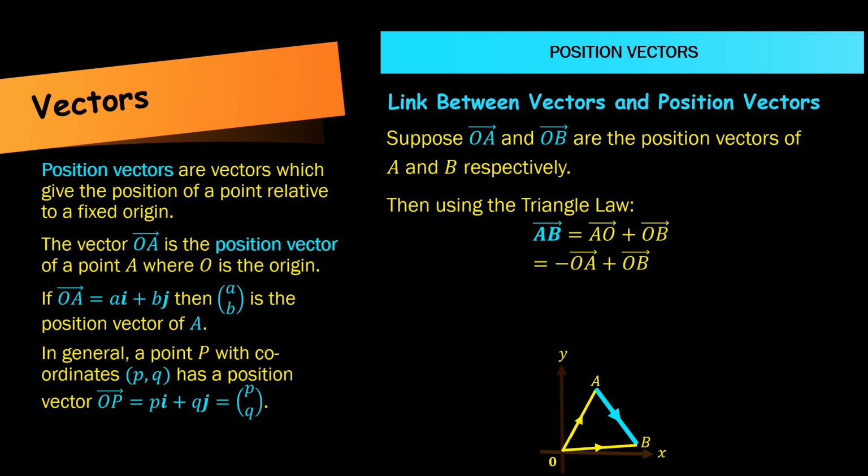So here's AB, and here's AO, which equals minus OA. And here's OB. So we have that AB equals OB minus OA.